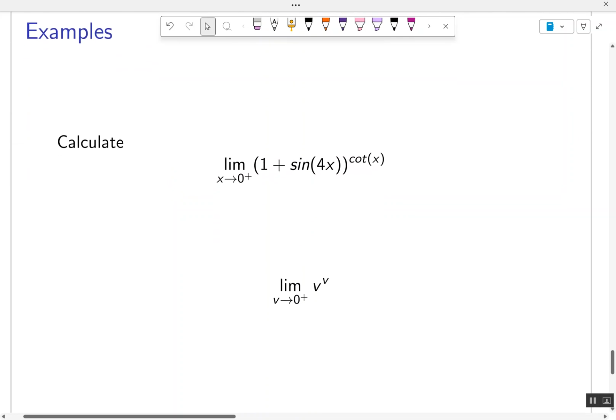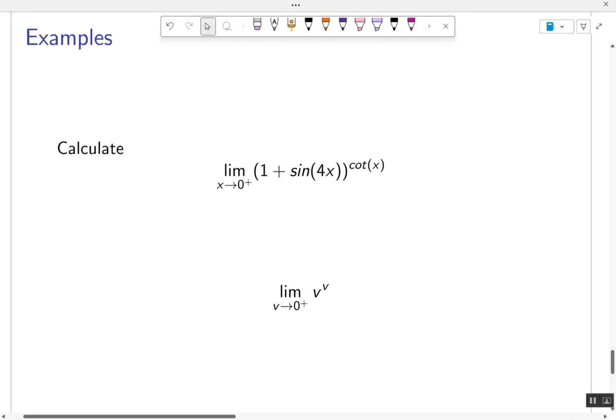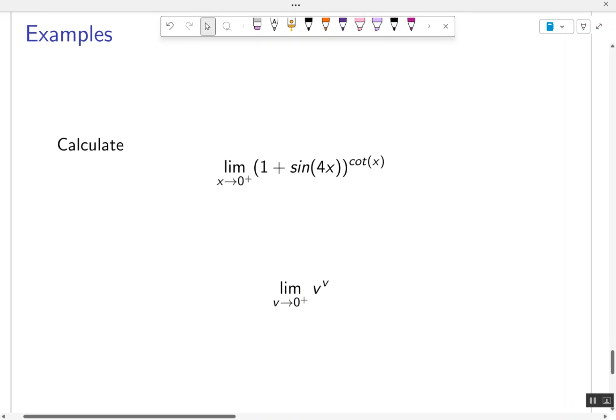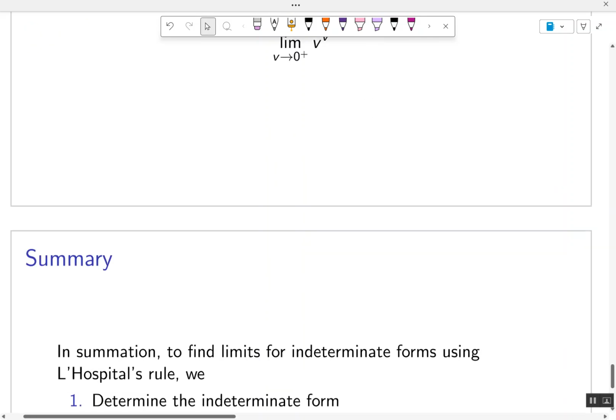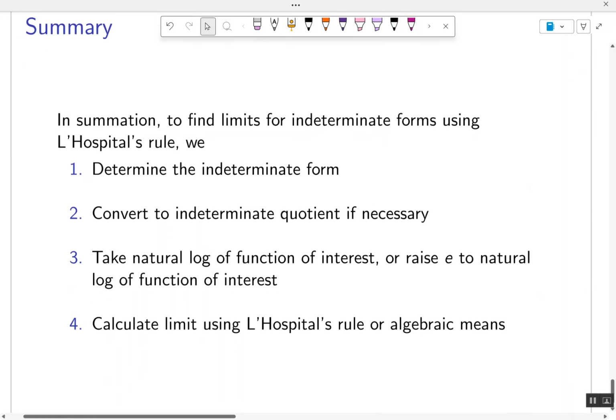So let's look at this first one. Actually, I'm going to save the examples for a separate subpage. Let me just skip to the summary and then I'll do the examples later.